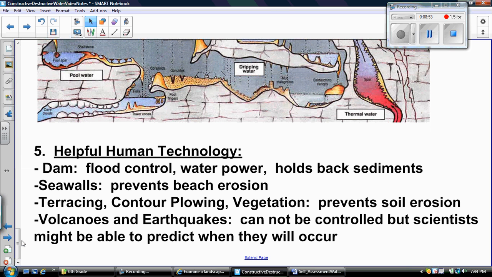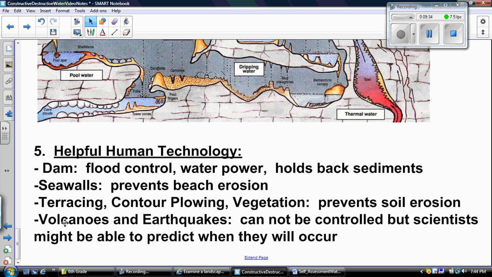Okay, so the last thing we're talking about is helpful human technology. What are some things humans have done to help stop some of those destructive forces on Earth's surface? Because we don't want our surface to be destroyed. So some of the things we've done: we've created dams. This stops flooding, it also creates water power, and it holds back sediments, so you no longer get so much erosion through rivers. We've created seawalls that prevent beach erosion. We've done terracing, contour plowing, and added vegetation, and this prevents soil from eroding.